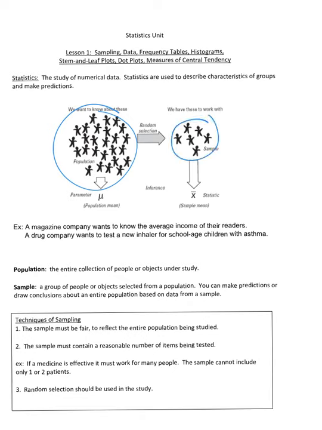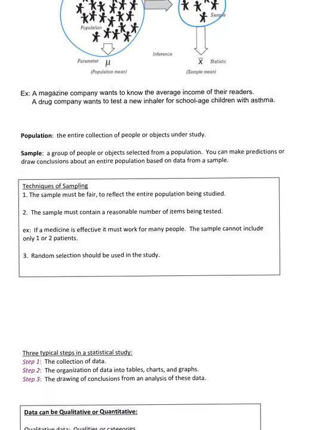So for example, a magazine company wants to know the average income of their readers, so they put out a survey. Or a drug company wants to know if a particular drug works to help children with asthma, so they test that out. Those are all examples of statistical studies. So you have there the definition of a population and a sample, which I described. And when you do a statistical study, it's called sampling.